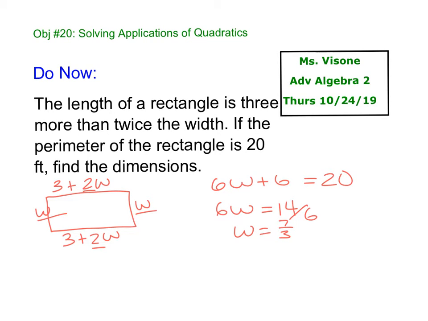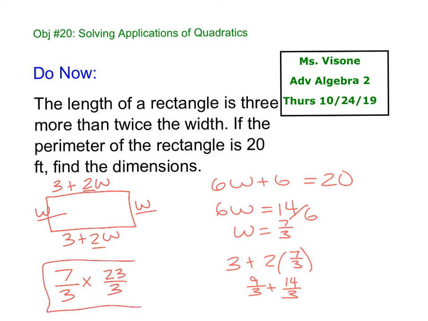So 7/3 is the width, so 7/3 by, we always write dimensions like that. And we gotta plug in for the length. So that's 14/3 plus, change the 3 to 9/3, and we get 23/3. That's our answer.